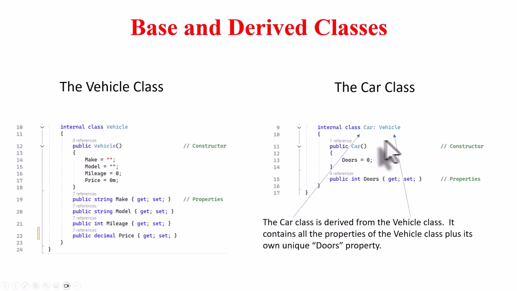Now, if we make a car class, it can be an extension of the vehicle class. And we actually spell it out right here. It has all the characteristics of the vehicle class, make, model, mileage, and price, but also doors. The car class is derived from the vehicle class. It contains all the properties of the vehicle class plus its own unique door property.